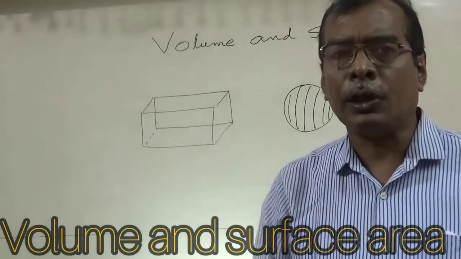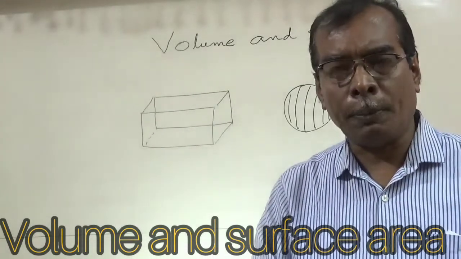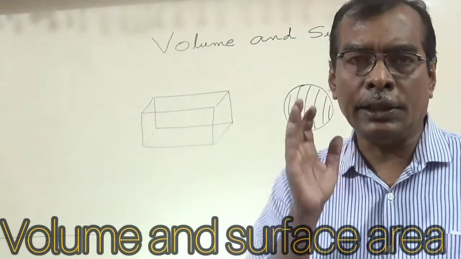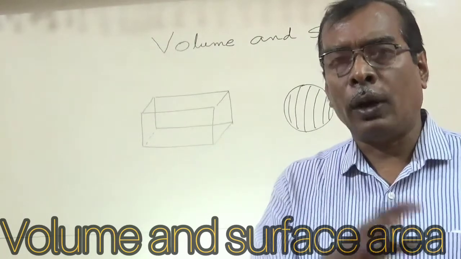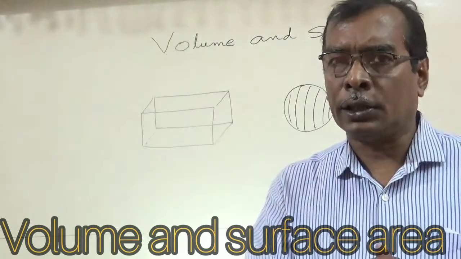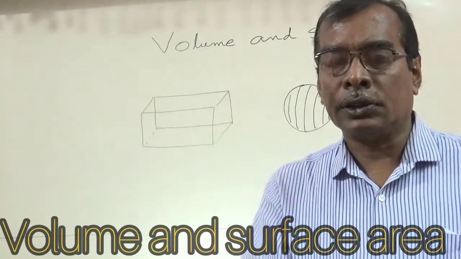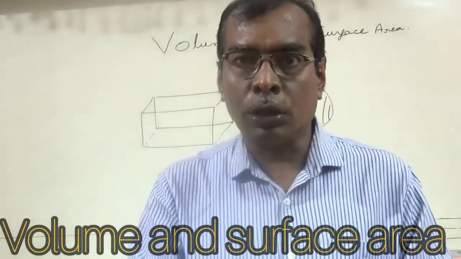This type of figures which are not possible to draw on our board or on our copy are known as the 3D figures. Here in 3D figures, only two things you will have to do: one is cube and cuboid, and the other one is cylinder. Okay, now first of all, about cuboid.